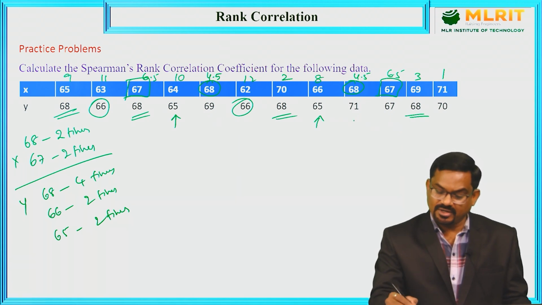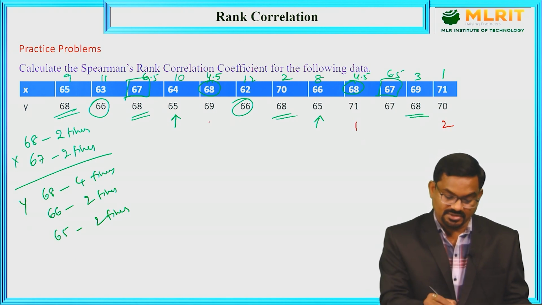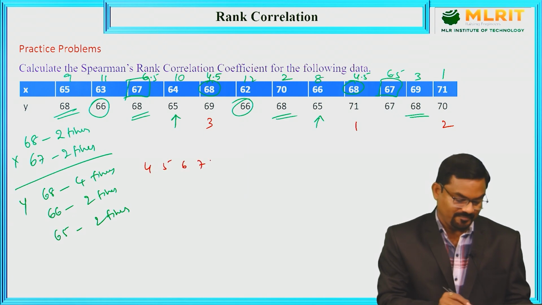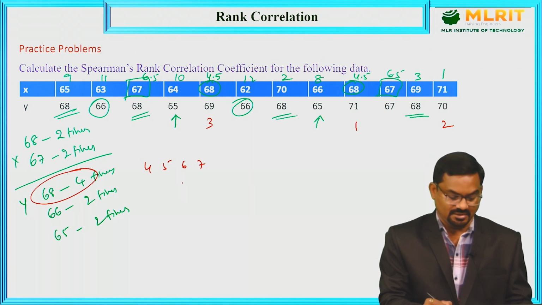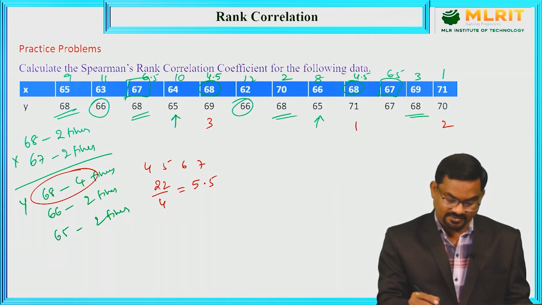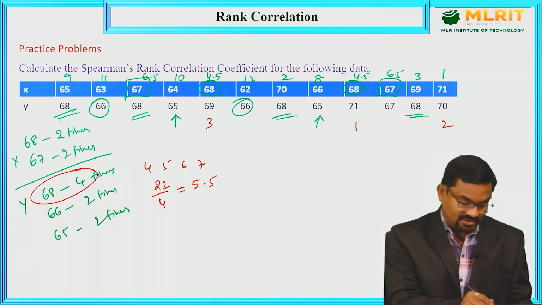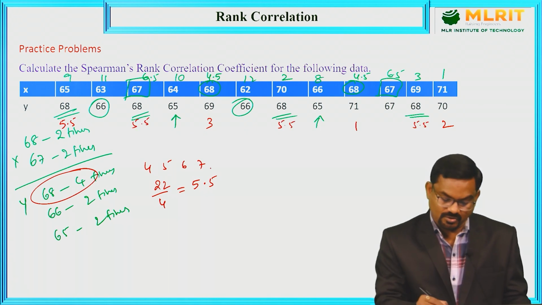So the top one is 71. So assign the rank 1, then 70 rank 2, 69 rank 3, then 68 rank 4, 5, 6, 7. So 68 is repeated 4 times. So we have to give the common rank for the value of 68, the average of these, 4 plus 5 plus 6 plus 7, 22 by 4, 5.5. So this is 5.5, 5.5, again 5.5 and 5.5. Total 7 ranks are over.